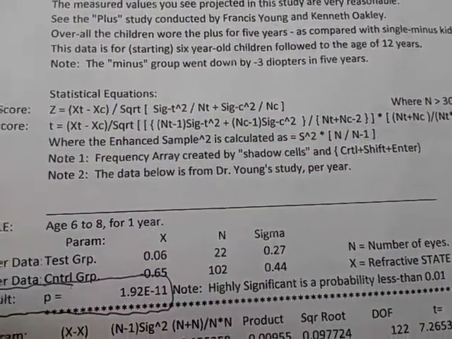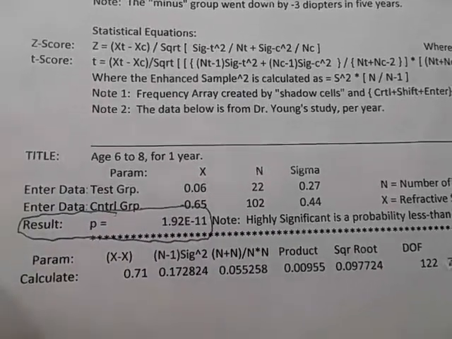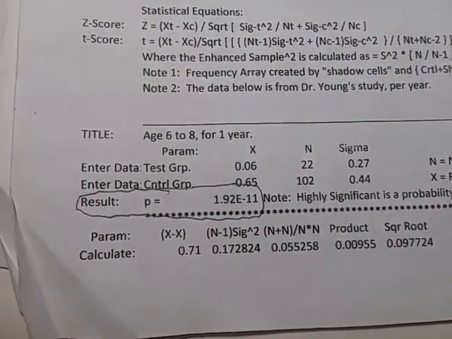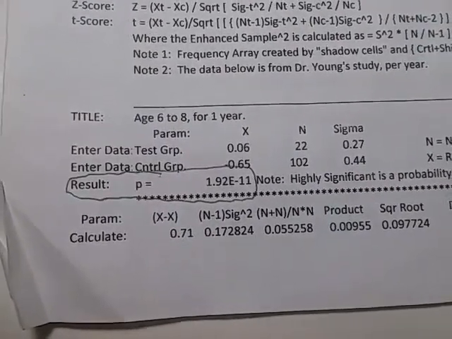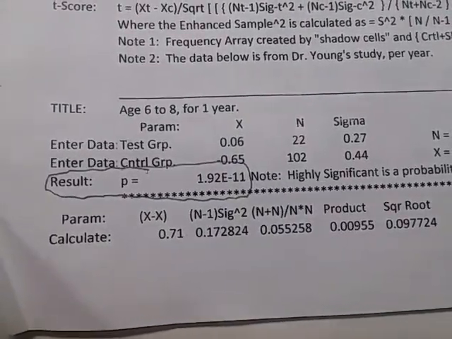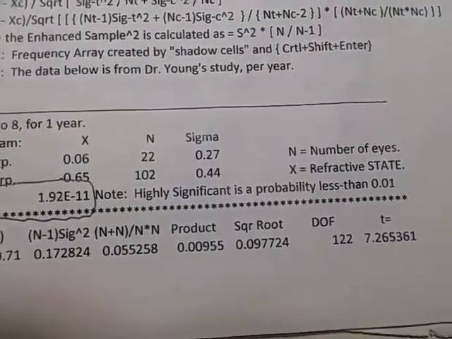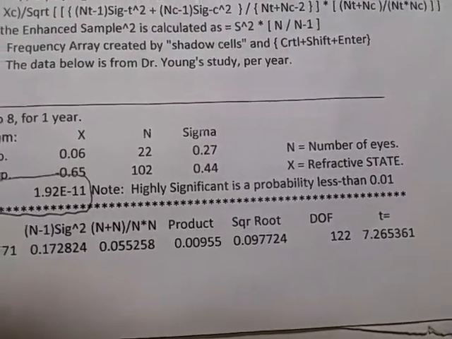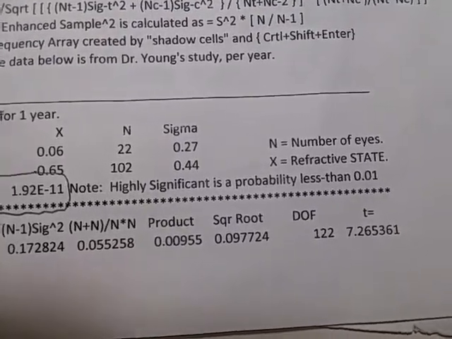This calculation was done in Excel, which was not used when Dr. Young created his study. Now, I will go through and turn the pages. Here is the bifocal study for kids from 6 to 8 for 1 year. There is the p-value. It is 1.9 times 10 to the minus 11. That is compared to high probability if it is less than 0.01. This indicates that the test was extremely highly significant.